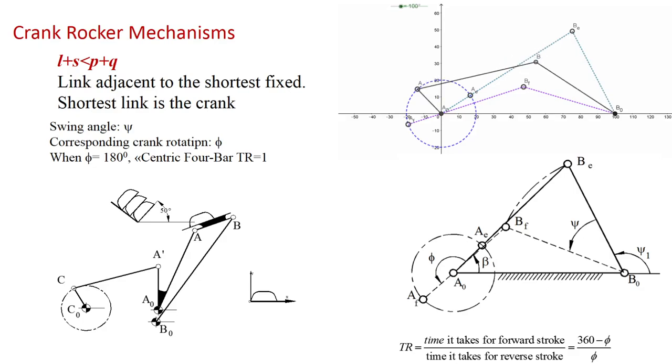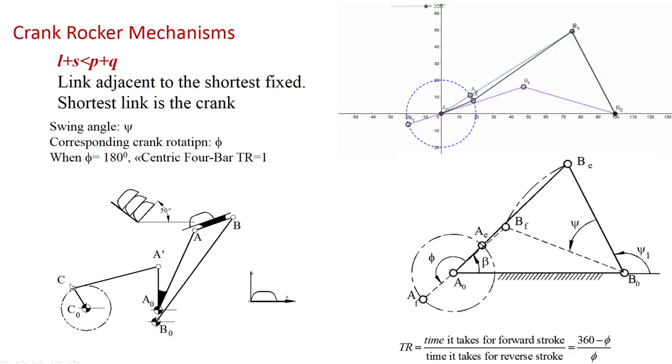During this time, the crank is going to have a full rotation, and the output link, B0B, is going to have a certain swing. This is known as a swing angle. This is the amount of oscillation the output link makes. This is called psi. And during this time, from the extended to folded position, the crank rotates by a certain angle, phi. This is known as the corresponding crank rotation. Beta is the initial crank angle at the extended position. At the extended position, the angular velocity of the output link is zero, although you have the input link velocity.